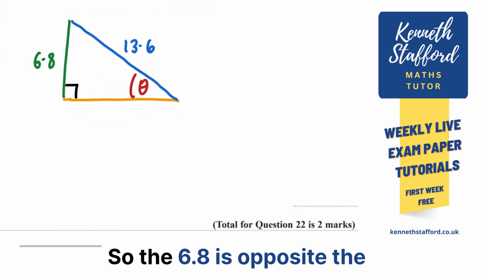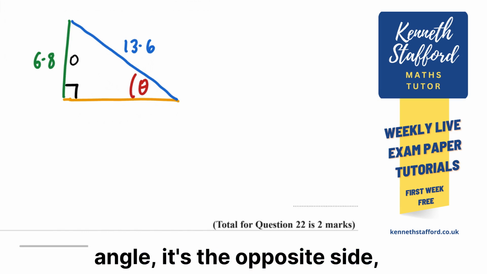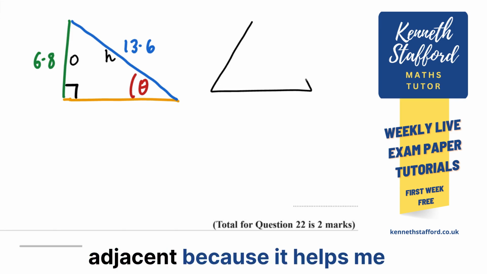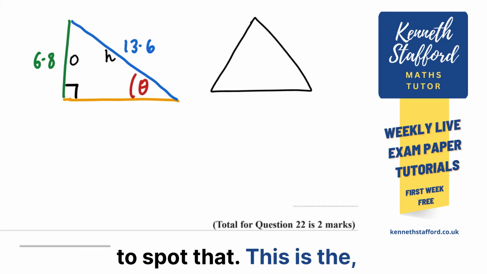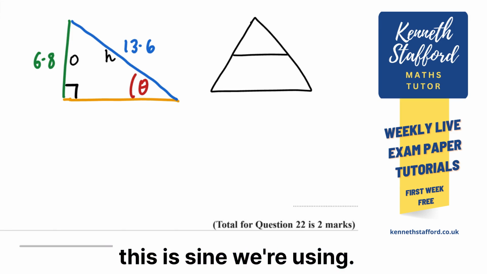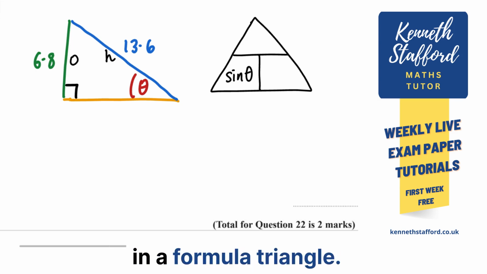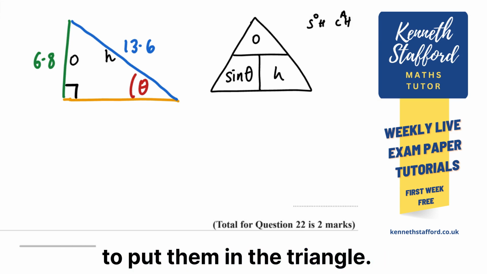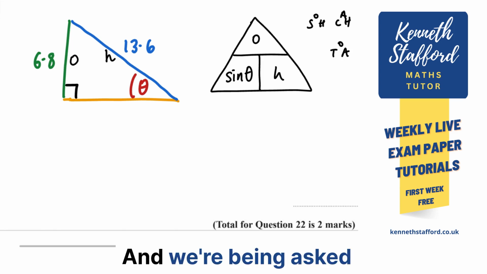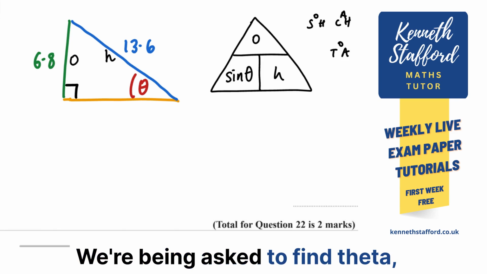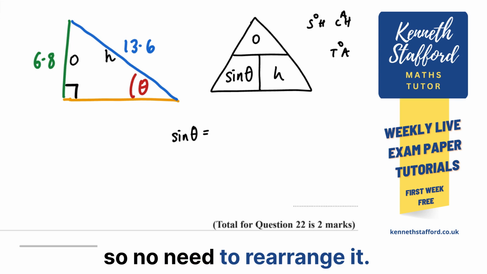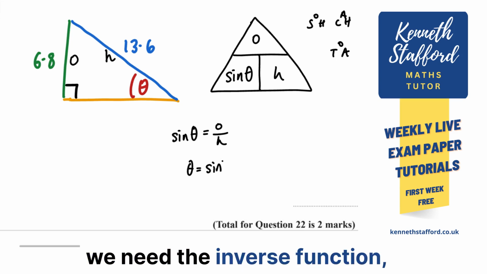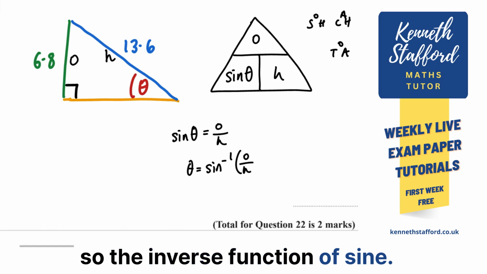So the 6.8 is opposite the angle, it's the opposite side, and the 13.6 is the hypotenuse. I don't bother to label the adjacent because it helps me to spot that this is sine we're using. I like to do trigonometry in a formula triangle. SOHCAHTOA helps me remember how to put them in the triangle. And we're being asked to find what are we being asked? We're being asked to find theta. So no need to rearrange it, apart from to get the angle, we need the inverse function. So the inverse function of sine.